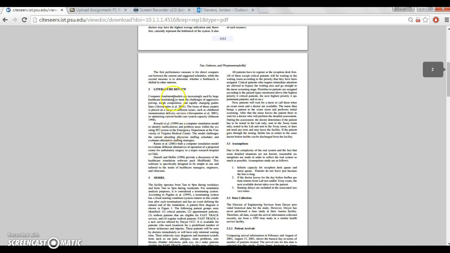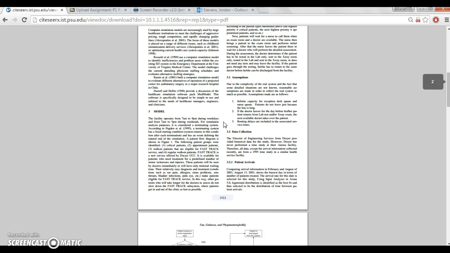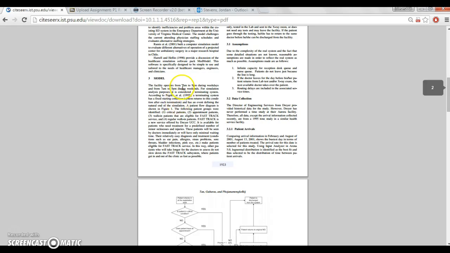They then go on to say the importance of modeling and simulation and the program that they use, Arena. And then they go into the introduction of how the model works. It works from 7 a.m. till 9 p.m. each day, and they have 4 patients that show up: critical patients, appointment patients, walk-in patients that are eligible for fast track, and just regular walk-in patients.